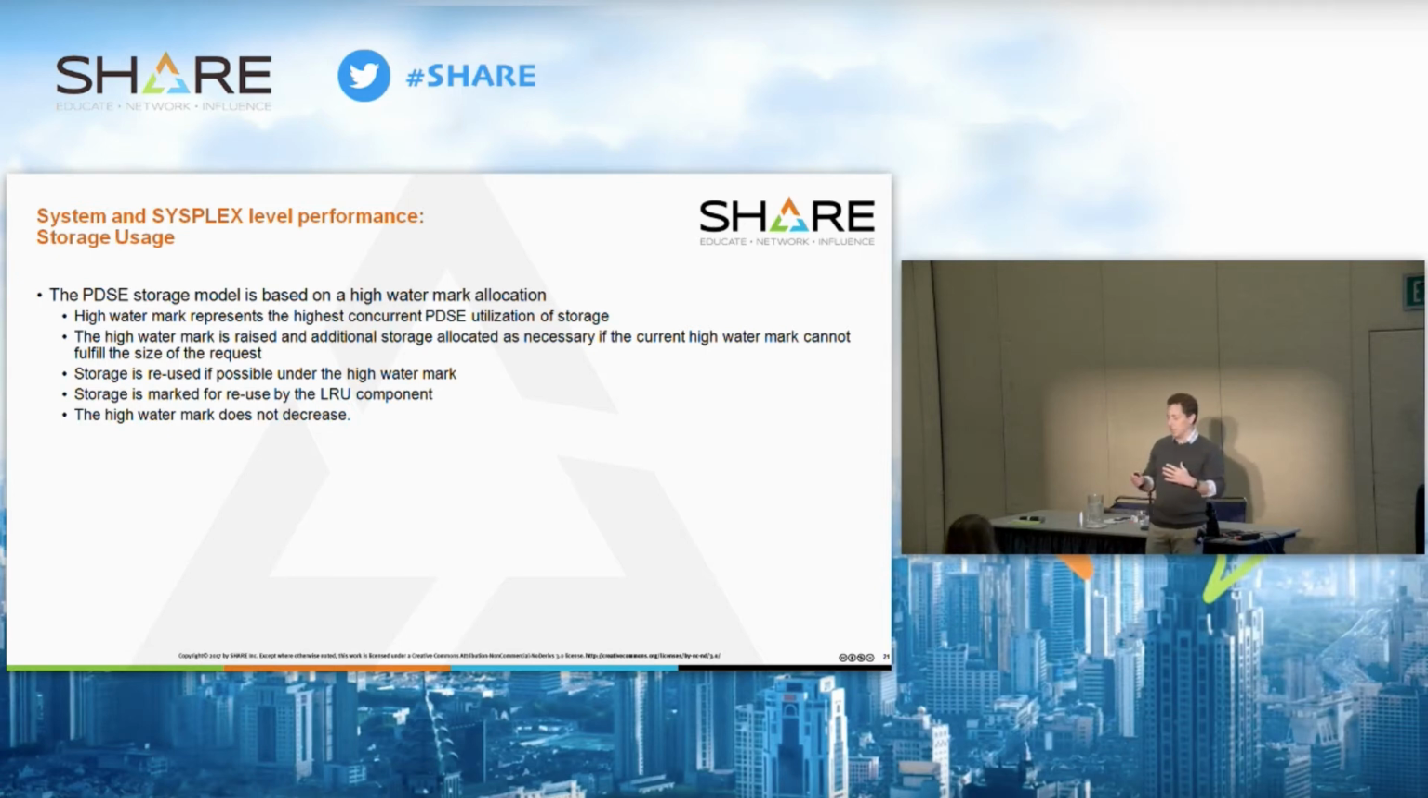We will not refuse, for instance, a load of a program object by MVS just because somebody's set in a parameter somewhere, should something exist, that I only want to use 1 gig of storage for PDSE. You wouldn't want your system stopping because somebody had set an arbitrarily low storage limit. So effectively, PDSE will take as much storage as it needs to cover the concurrent load. It's one of the last things to go down if you're running low on storage.